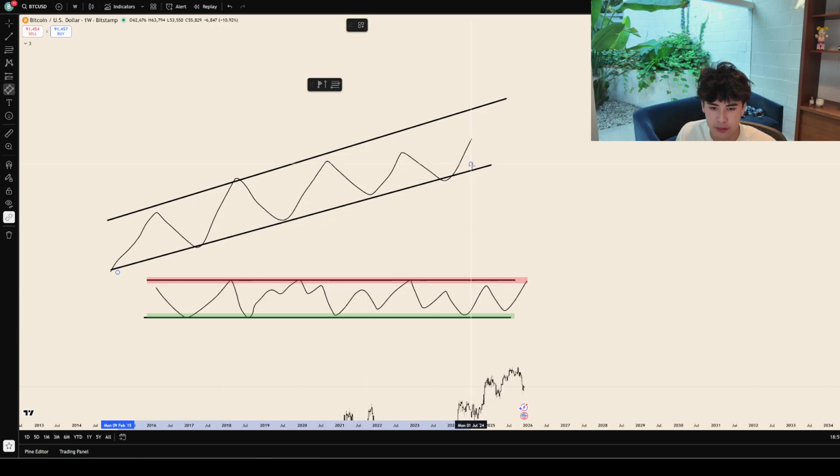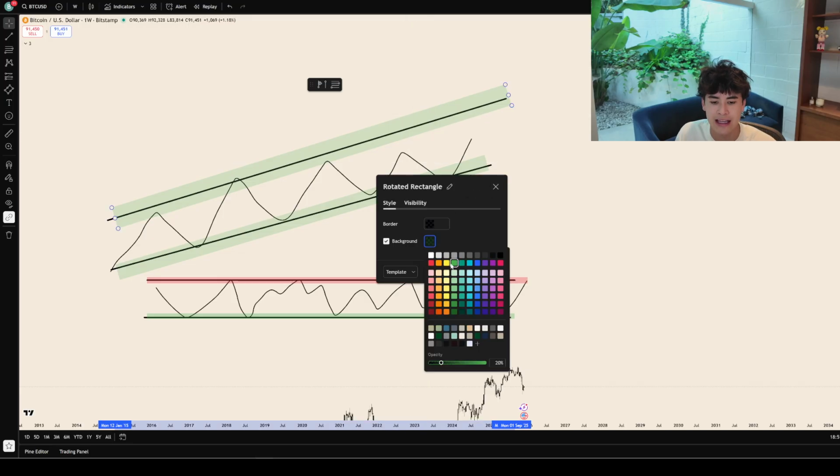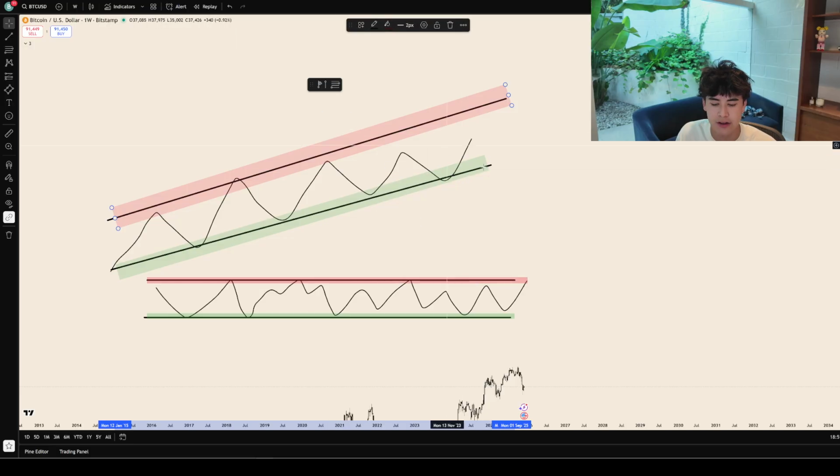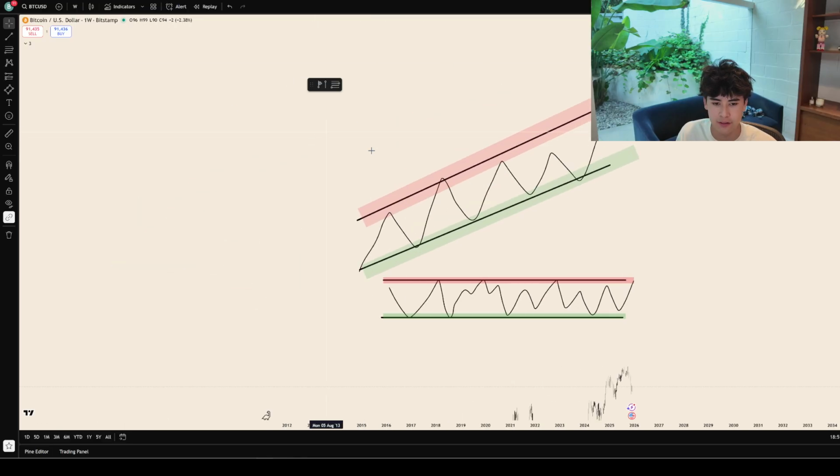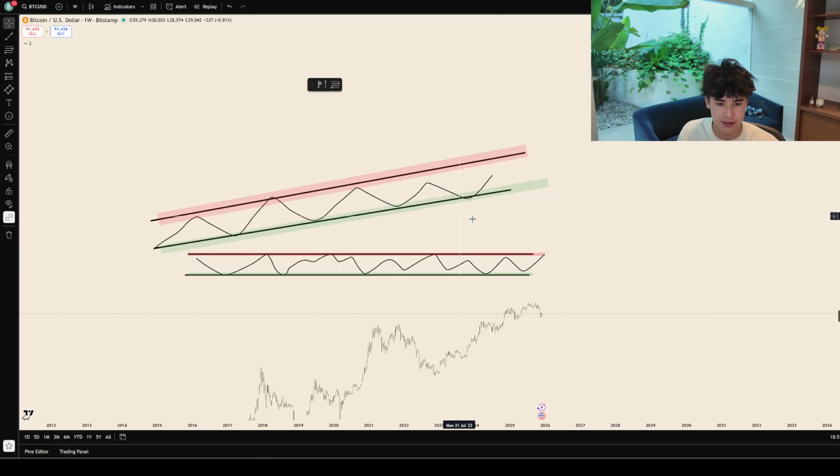So we can use a rotated rectangle and just highlight out the zone of support, and we also have our zone of resistance. Now right here, it's not tapping exactly, but just the higher we get into the zone of resistance, the higher chance that we would have to reject. And of course, it's not as simple as this, but this is just key to understanding for the concept of support and resistance.